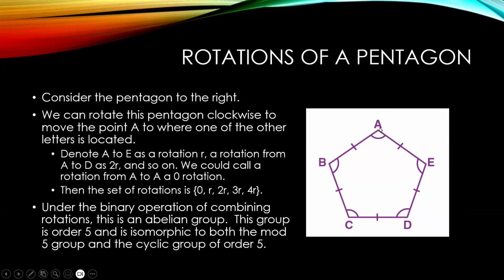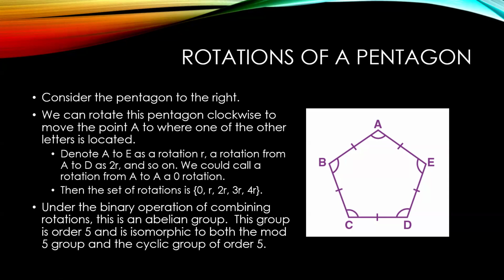And if we're going from A all the way back to its starting position, well, we're not really rotating it. So we could call that a rotation of 0 or 1 or what have you. Under the binary operation, what's interesting is this is the exact same thing. This is still going to be an abelian group. It's got 5 elements, and it's also a cyclic group of order 5. And so this rotation group is isomorphic to the other 2 groups of order 5, which we've already talked about. They're all the same.